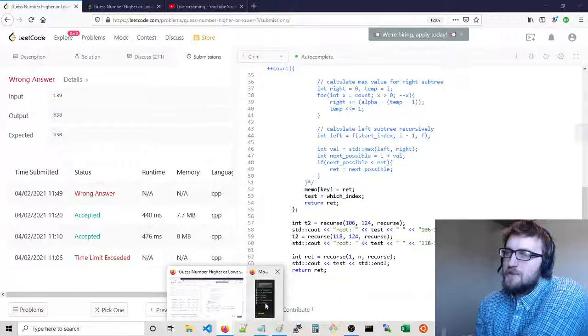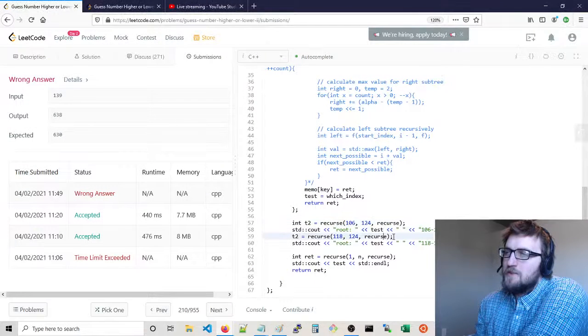It's probably just programmed incorrectly. I'm doing some kind of wonky stuff with my tests here. What is going on? Apparently it's 117 again. I don't know how that works. 118 to 124, what's the root node of? I'm trying to find the root node for this guy.